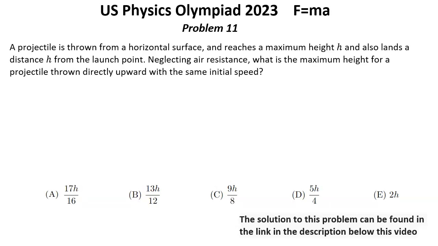Problem number 11. A projectile is thrown from a horizontal surface and reached a maximum height h and also lands a distance h from the launch point. Neglecting air resistance, what is the maximum height for a projectile thrown directly upward with the same initial speed?